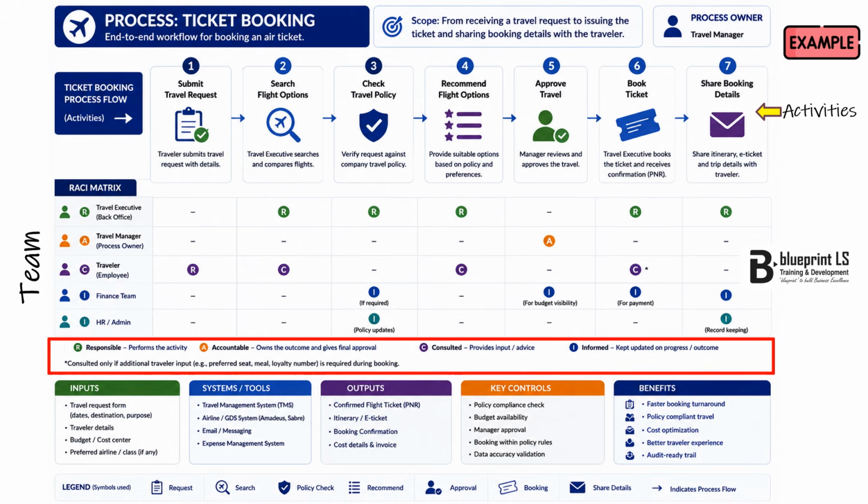Taken together, the workflow, RACI matrix, supporting information, and footnotes create a complete picture of how accountability can be embedded into a process in a simple, visible, and scalable manner.